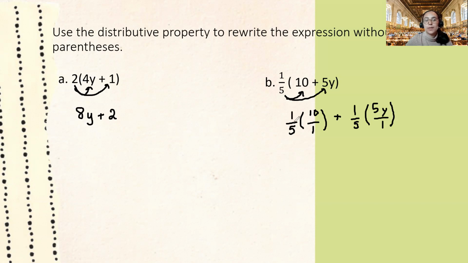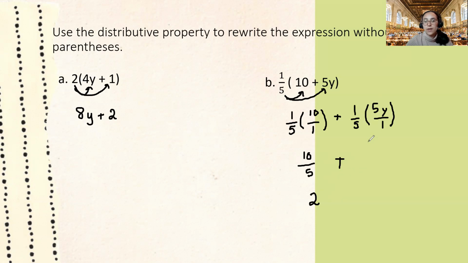And now to multiply these, for example, 1/5 times 10 over 1, I'm going to multiply the numerators, and then I'm going to multiply the denominators. So for the numerators, 1 times 10 is 10. They're both positive, so it's positive 10, and then 5 times 1 is 5. And I can reduce this, so 10 divided by 5 will give me 2. Then I will multiply this side.